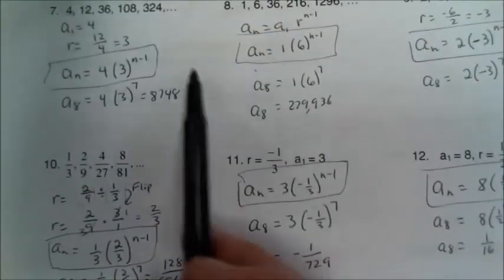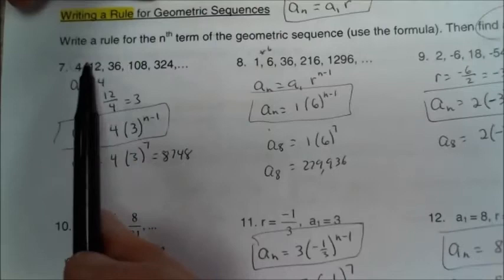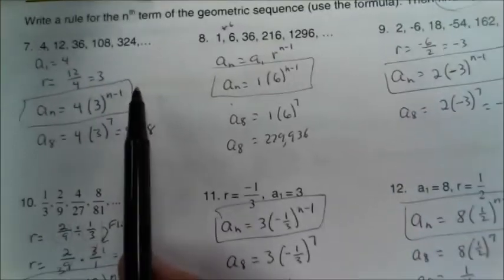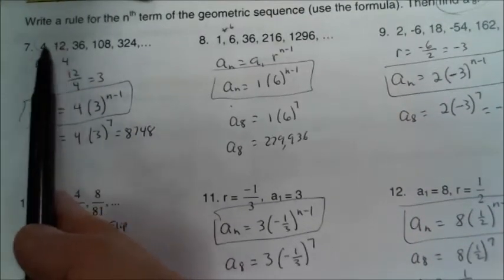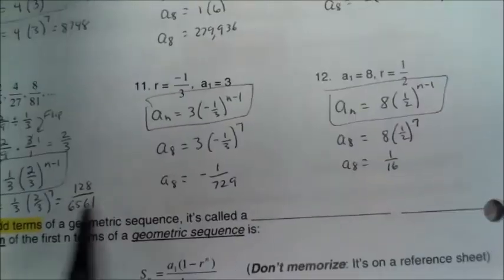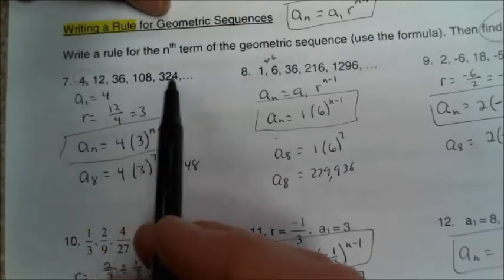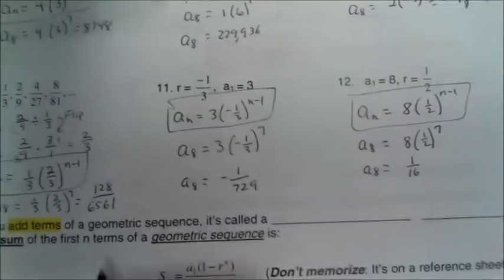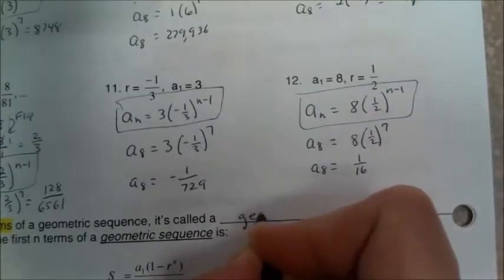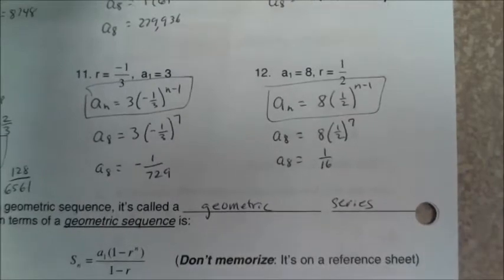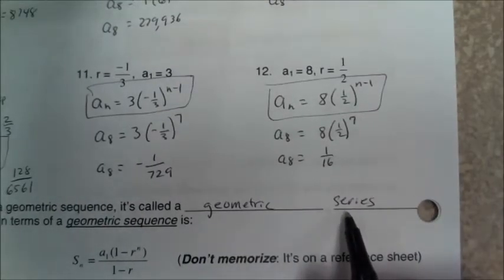Remember we talked about geometric sequences yesterday. A geometric sequence means you keep multiplying by the same number to get to the next, and it has an R value. R is the ratio of the second term divided by the first term, or the ratio of any two consecutive terms. So if you add up these terms, like if I want to add up the first 20 of these terms or the first 500 of these terms, it's called a geometric series. Series means you're adding up some number of terms in a sequence.